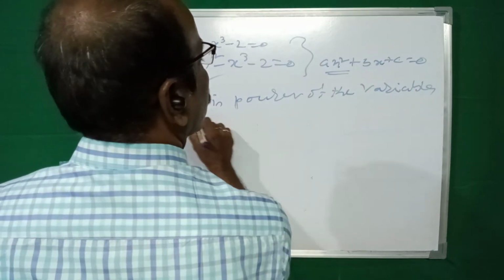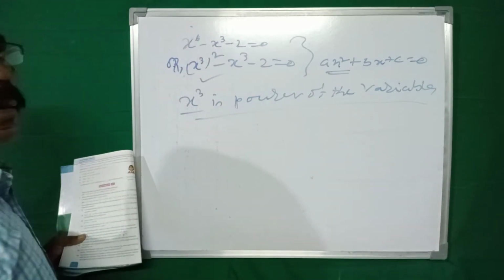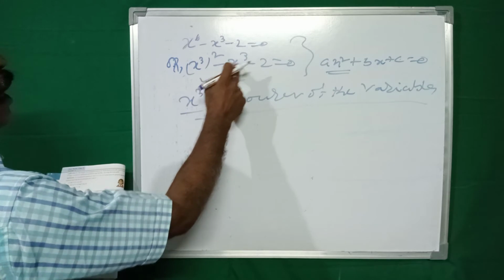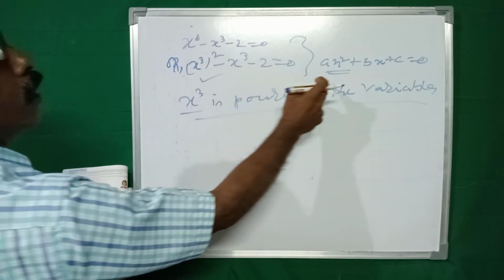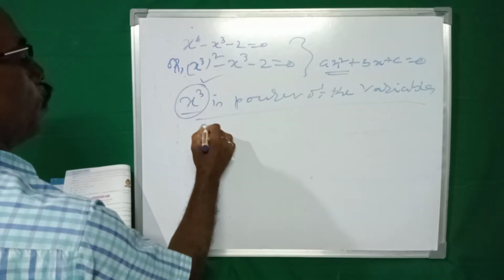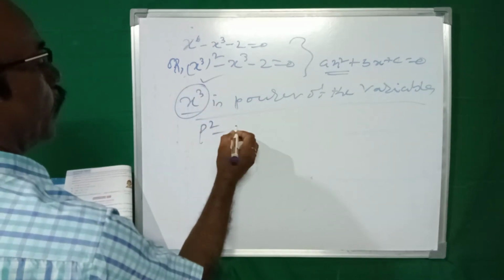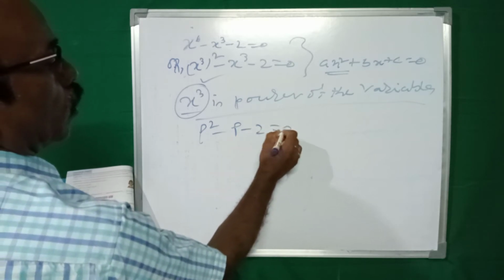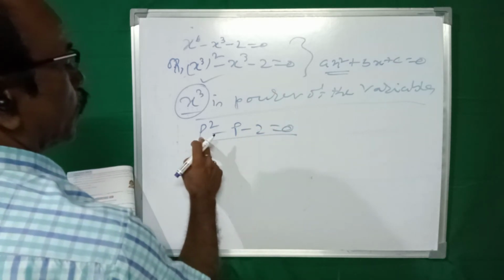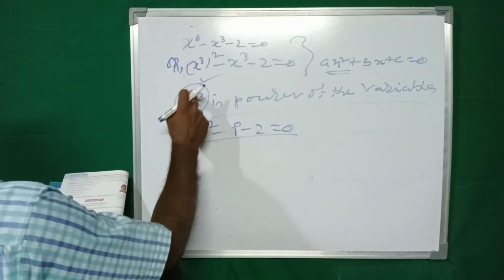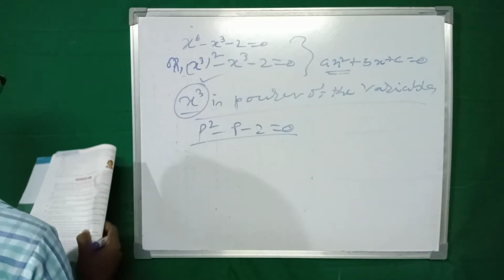Am I clear? My dear student, x cube square minus x cube minus 2. Let x cube be p, then p square minus p minus 2 is equal to 0. It is also a quadratic equation with respect to p. So x cube is the power of the variable.